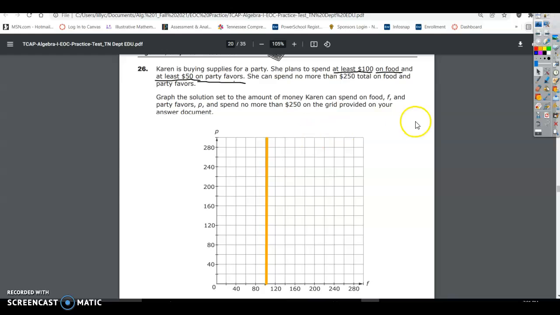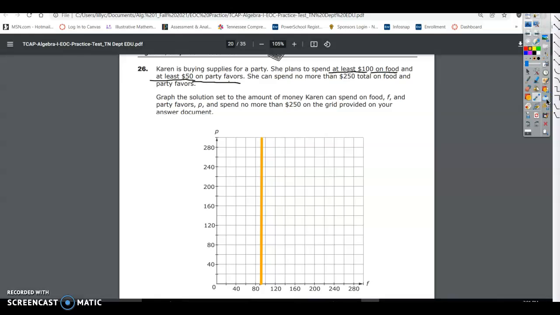All right, so now we can draw another line that says at least $50 on party favors. So over here is party favors, and we see here's 40, 60, 80. So 50 would be about halfway between 40 and 60. So we're going to draw another line that represents that. So draw a line here in that direction. All right, and then we're going to draw one more line.